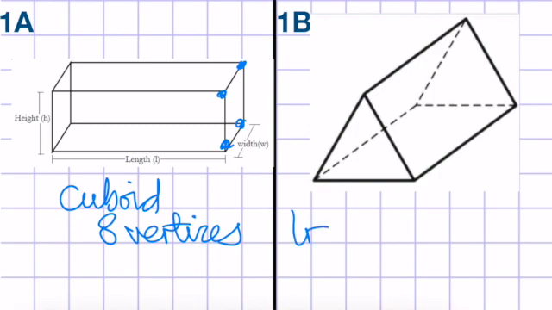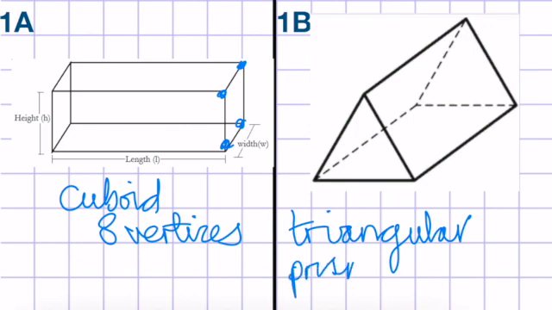This shape is a triangular prism. Now just look at the spelling. It's triangular prism, P-R-I-S-M. 1, 2, 3 on this side, 3 on the other side. So 3 add 3 is 6 vertices.